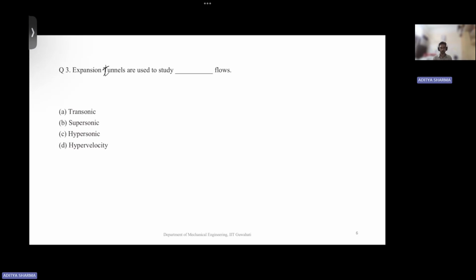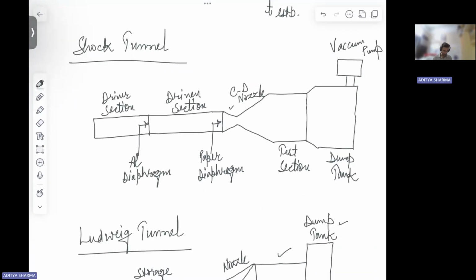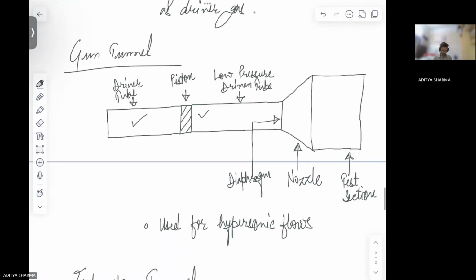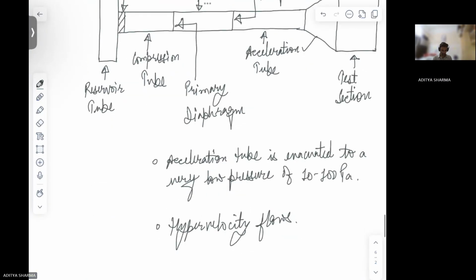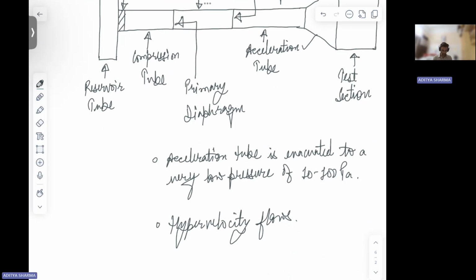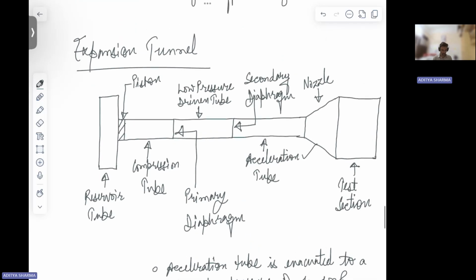Expansion tunnels are used to study which flows? Transonic, supersonic, hypersonic, hypervelocity. Expansion tunnel, the expansion tunnel. So we have seen that it is used to study hypervelocity flows. Now what is expansion tunnel?